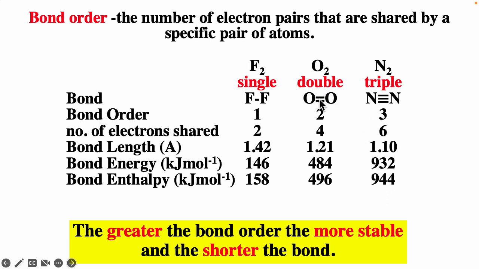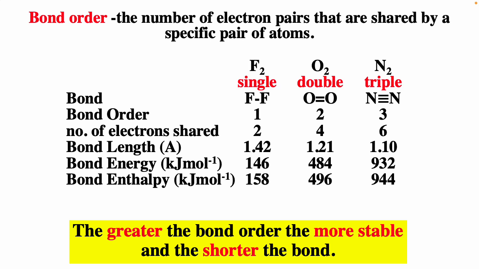The double bond, here we're sharing 2 pairs, and this corresponds to 4 electrons. It's a little bit longer than the triple bond and a little bit weaker than the triple bond. And then the fluorine-fluorine single bond, we're sharing 1 pair of electrons. So that gives you a bond order of 1. 2 electrons have been shared. It's a little bit longer than a double bond, and it's a little bit weaker than the double bond. So the most important consideration in bond energy is the number of electrons shared.